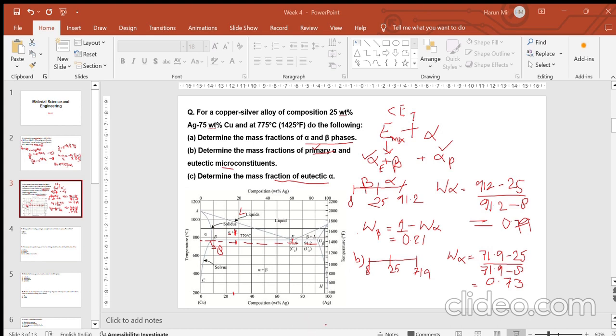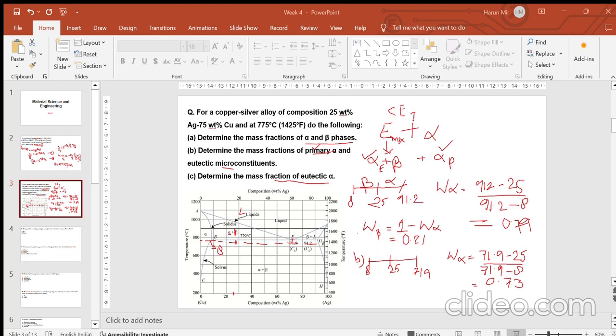Okay, so for the eutectic mixture we have this liquid. For that we simply will have the weight fraction of this liquid, or we can say the weight fraction of the eutectic mixture, that will be equal to 1 minus this 0.73. That will be your weight fraction of the eutectic mixture, and that will be 0.26.